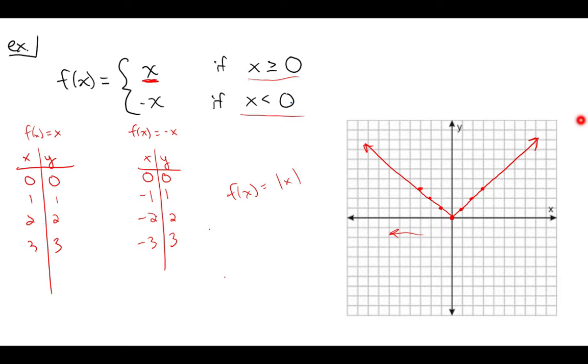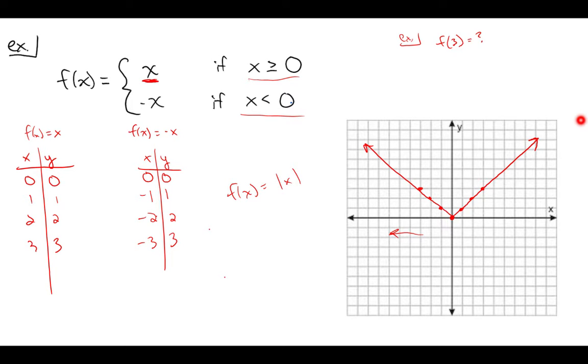So this is the intro basic concept of a piecewise function. We use the equation negative x for all values less than 0, and then we use the equation positive x for all values 0 or bigger. So, for instance, if I ask you, what is the value of f of 3?